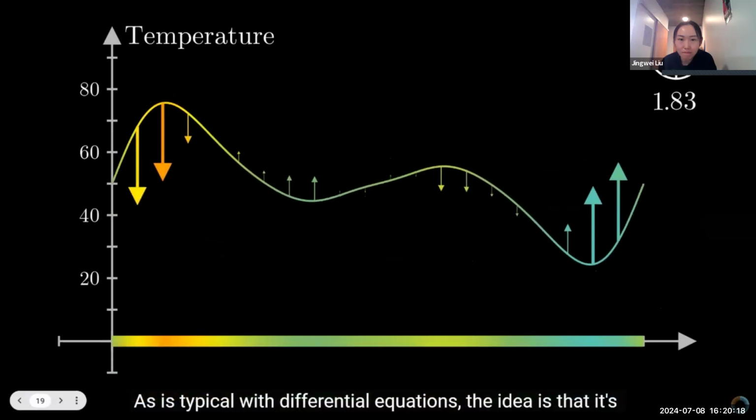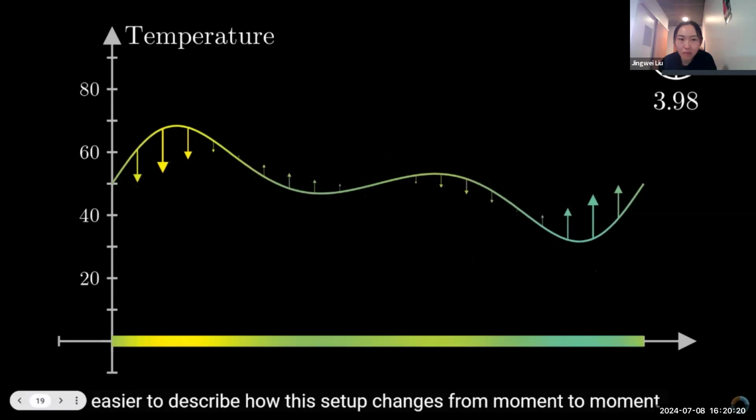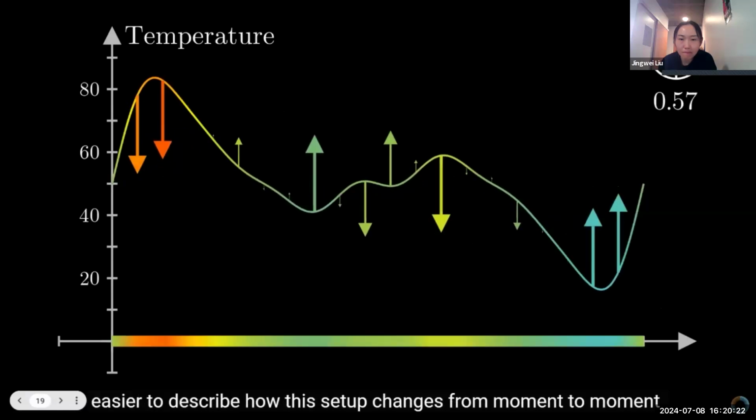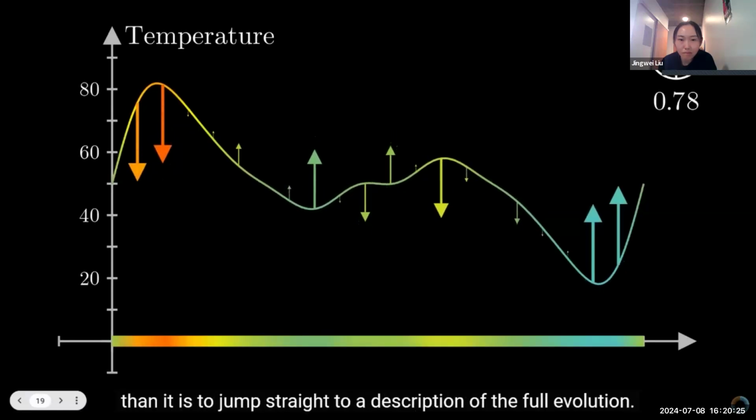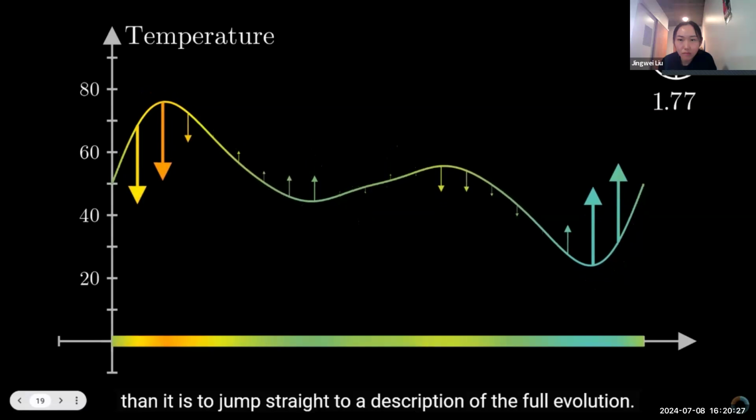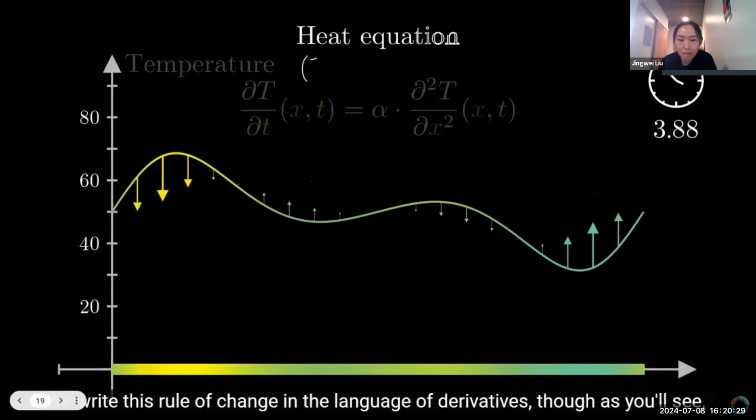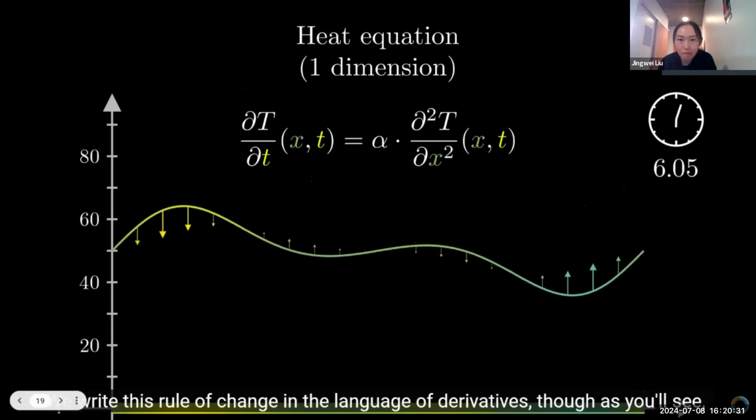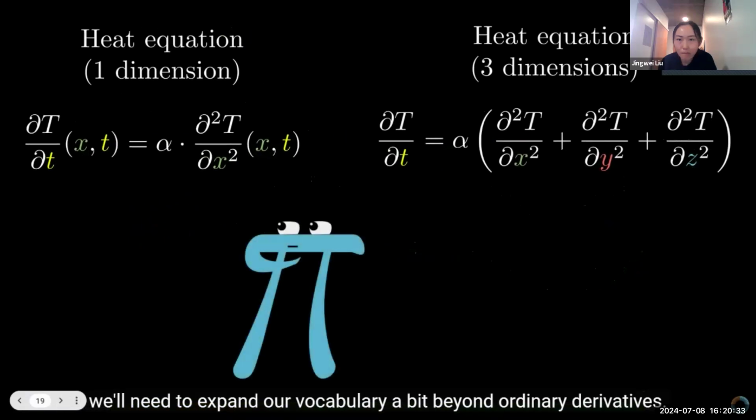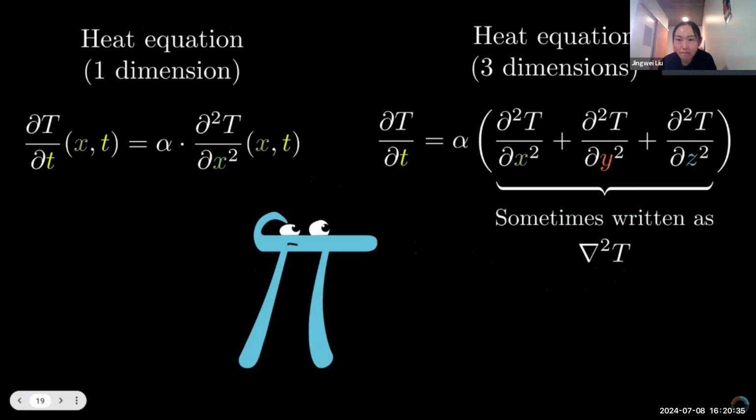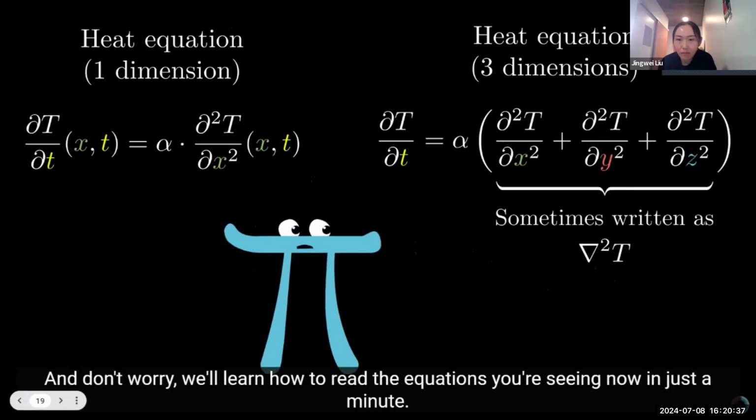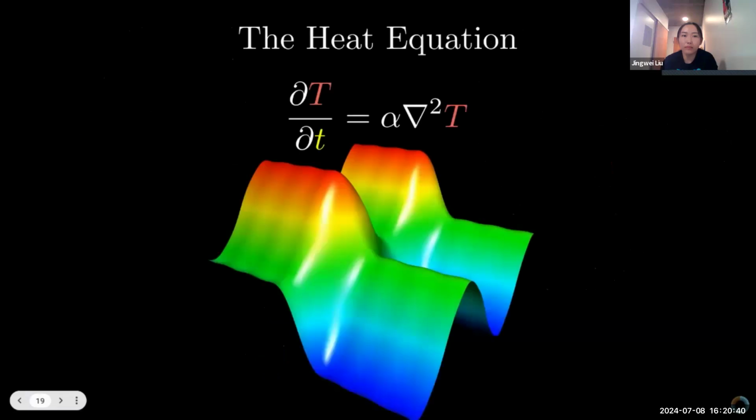As is typical with differential equations, the idea is that it's easier to describe how this setup changes from moment to moment than it is to jump straight to a description of the full evolution. We write this rule of change in the language of derivatives, though as you'll see, we'll need to expand our vocabulary a bit beyond ordinary derivatives. And don't worry, we'll learn how to read the equations you're seeing now in just a minute.